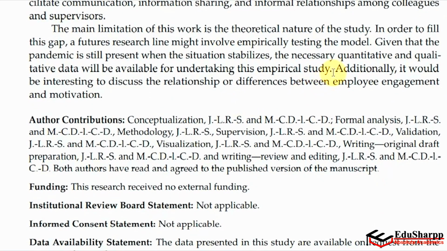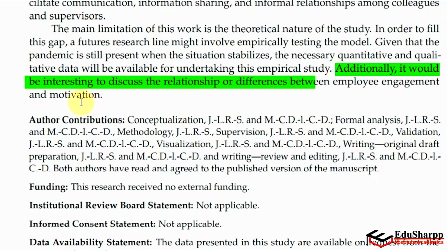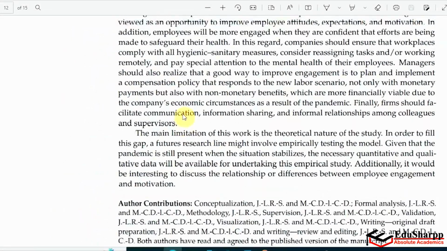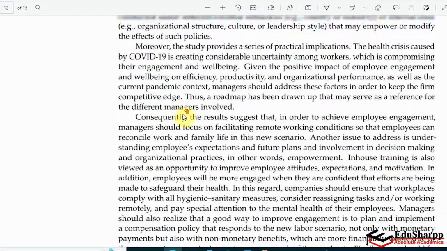Now here you see how they have given a closure statement. Additionally, it would be interesting to discuss the relationship or differences between employee engagement and motivation. So they have just given a closure statement that employee engagement and motivation also has a relationship. So if the reader wants, they can do research on this aspect of employee engagement as well, that whether employee engagement is related to motivation or not. So this is how you can see the conclusion paragraph is written.